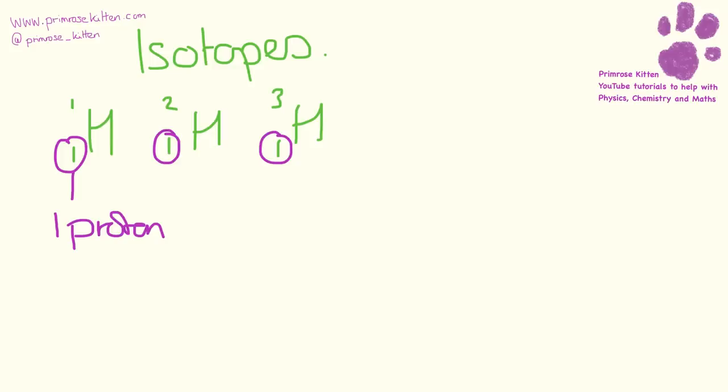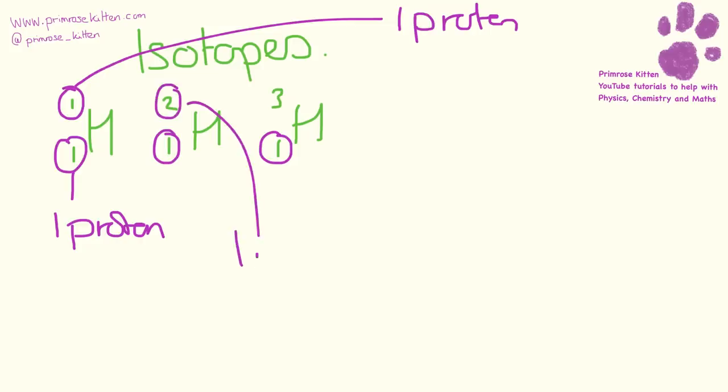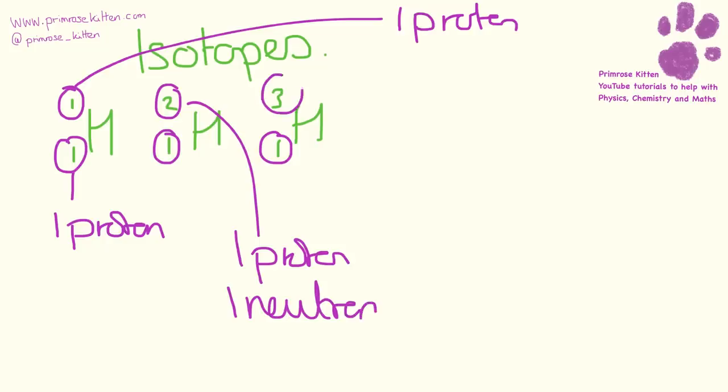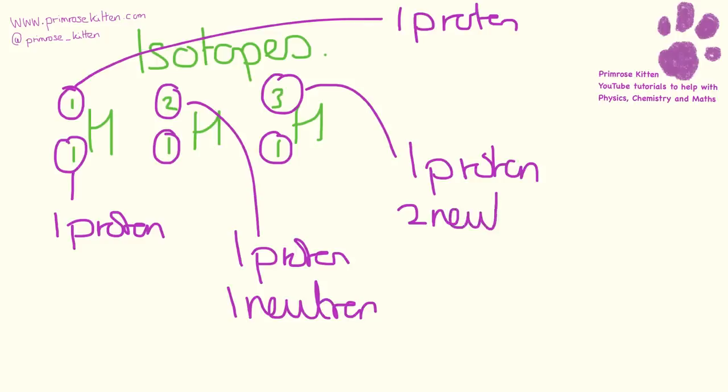So this tells us that this one here is going to have just 1 proton, this one here has 1 proton and 1 neutron, and this one here has 1 proton and 2 neutrons. Just because you change the number of neutrons something has doesn't change what it actually is.